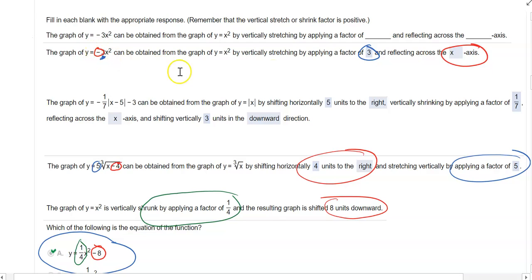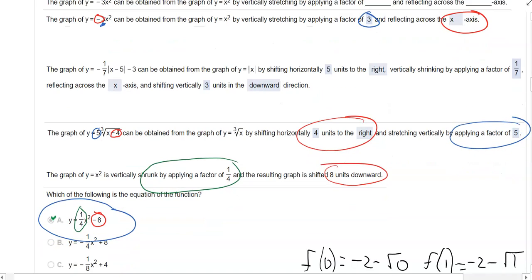So we have a negative here, that's where we get an x-axis reflection, and we have this 3 as a factor as we're stretching by 3. As you can see, this answer is not negative 3. These factors will always be positive. That negative is letting us know what is happening with the reflection.